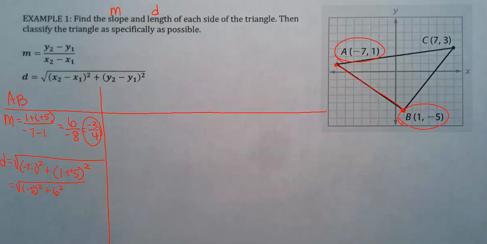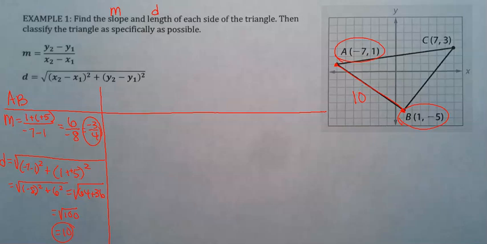I'm afraid I'm going to run out of a little bit of room here. So, equals the square root of negative 8 squared, which is 64, plus 6 squared, which is 36. That's equal to the square root of 100, which is equal to 10. So this distance is 10.